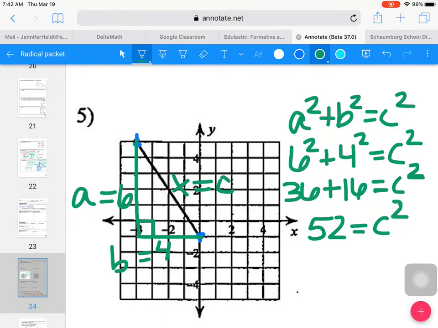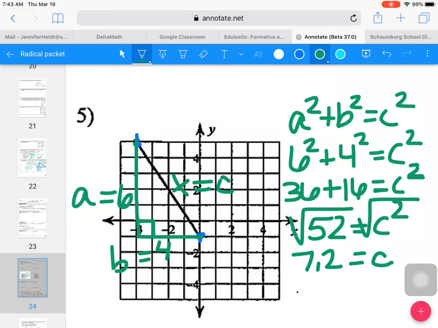And to figure out what c is, since it's squared, you end up taking the square root. So I can use my calculator to figure out the square root of 52. If you don't have a calculator with you, you can always just use one and search on Google to figure it out. But if I do the square root of 52, that's approximately 7.2. So the length of that segment would be 7.2.